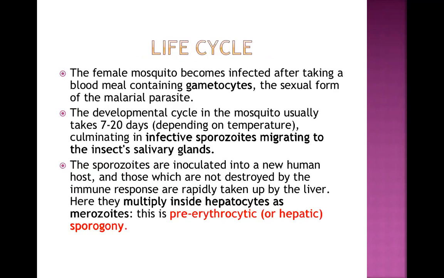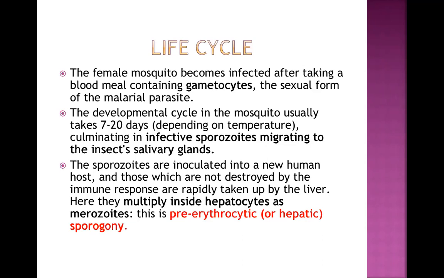Now, let's talk about the life cycle of this Plasmodium species. A very important question for the undergraduate student. This life cycle is completed in two different hosts. One is human being, another is mosquito, and accordingly, two different terms are used. One is called definitive host, another is called intermediate host. Can anyone tell me what is the difference between these two terms, definitive host and intermediate host?